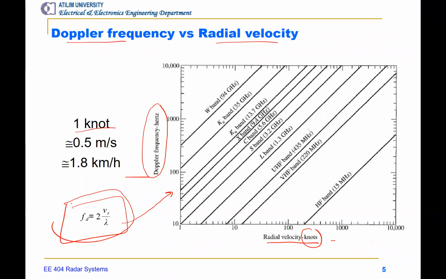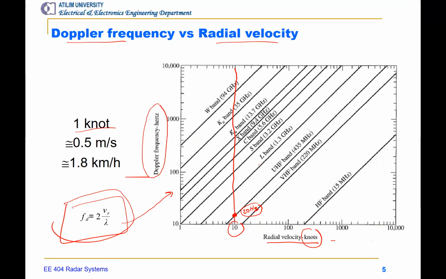Let's see, for example, a velocity of 10 knots, and see how much Doppler shift we expect at different operational bands. Let's say the UHF band, which is 435 megahertz, which is a typical band for very long distance surveillance radars. We have about 20 hertz, right? 20 hertz Doppler shift.